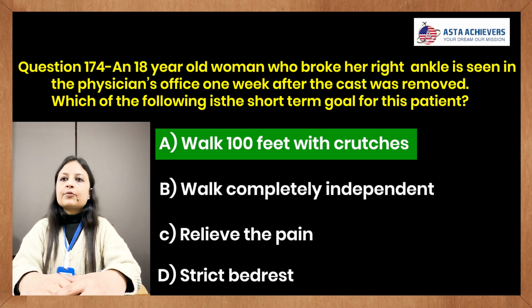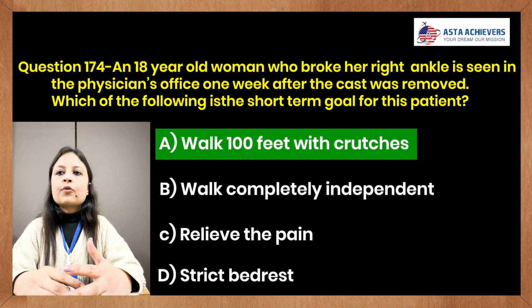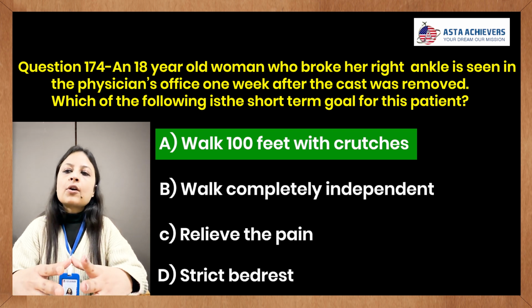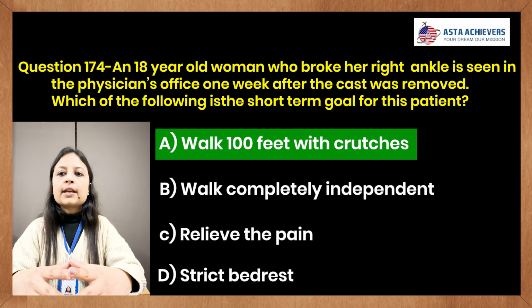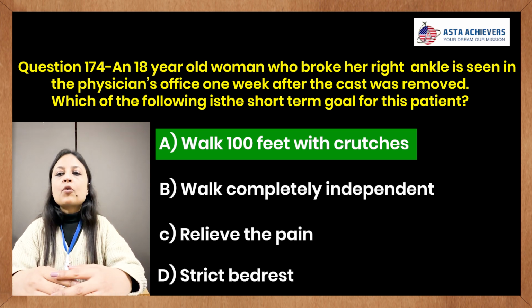Question 174. An 18-year-old woman who broke her right ankle is seen in the physician's office, 1 week after the cast was removed. So which of the following is a short-term goal for this patient? Option A, walk 100 feet with crutches. Option B, walk completely independently. Option C, relieve the pain. And option D, strict bed rest. So option A, walk 100 feet with crutches, is the correct answer.